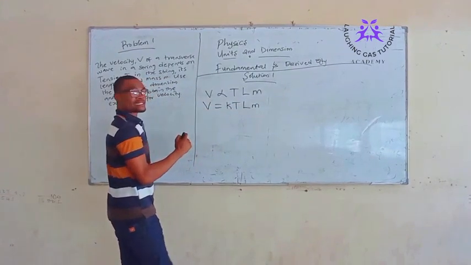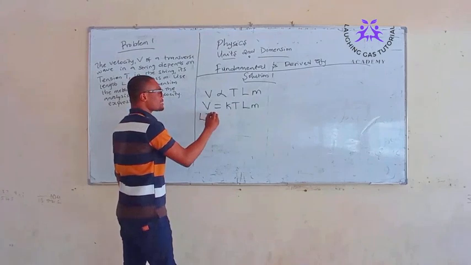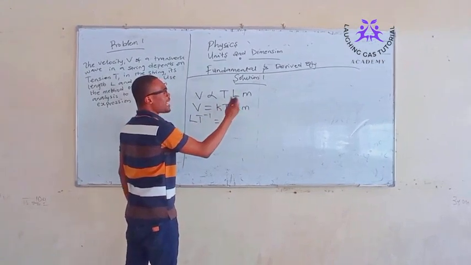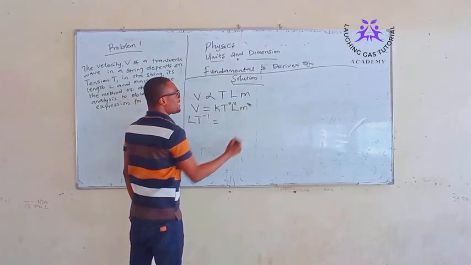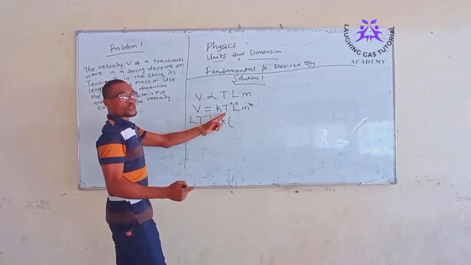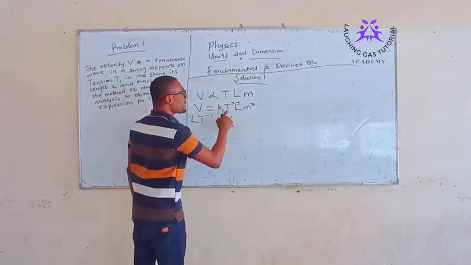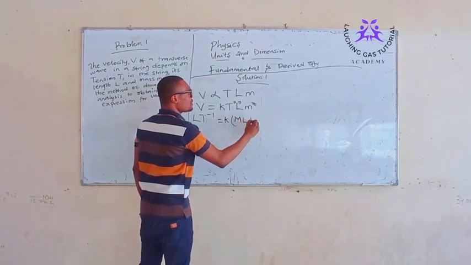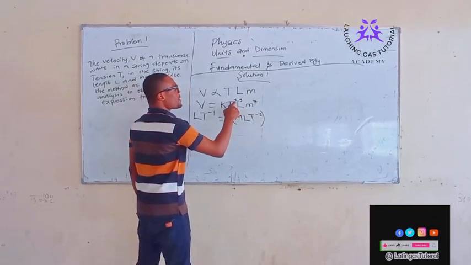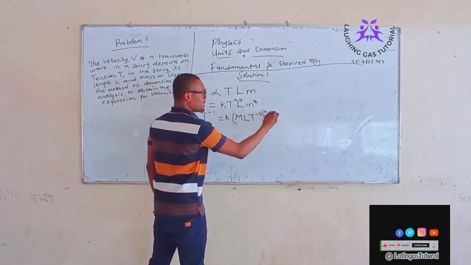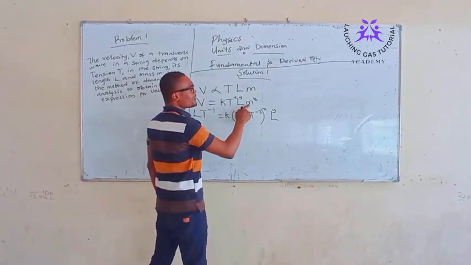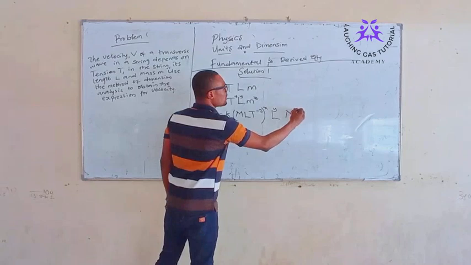Remember that the dimension for velocity we gave earlier on is LT inverse. In order to make this easy, I can decide to introduce alphabets X, Y, and Z. So we now have K into tension. Another name for tension is actually force. So tension is also a force. Remember that the dimension for force is MLT raised to the power minus 2, then the power is X. Length is still length, with dimension capital L raised to the power of Y. And the dimension for mass is capital M raised to the power of Z.